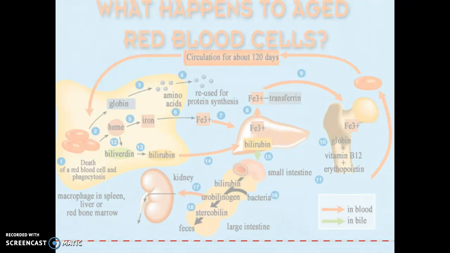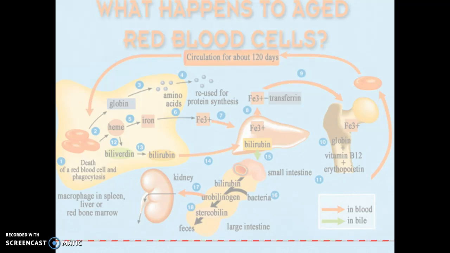You can see that blood is totally recycled. The globin, the protein part of the hemoglobin, gets broken down to its amino acids and reused for all sorts of different things. The iron of the heme is mostly reused. You still need iron in your diet. And the biliverdin becomes bilirubin, and the liver turns bilirubin into bile.